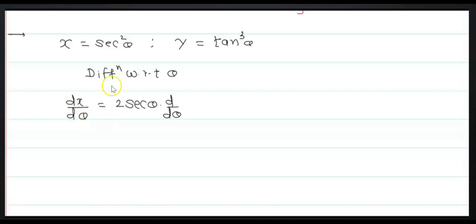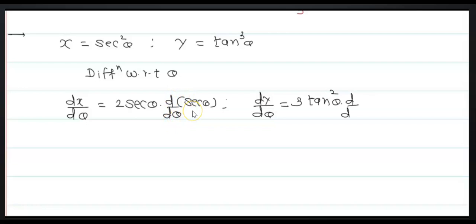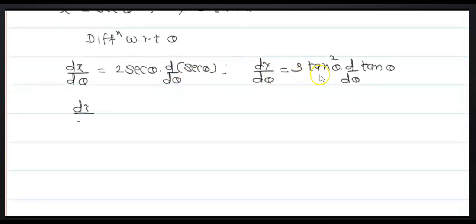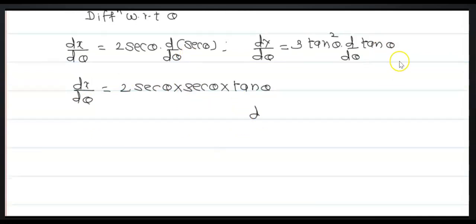Now differentiate this with respect to theta. dx upon d theta, derivative of sec square, that is 2 sec theta into d/d theta of sec theta, and dy by d theta, derivative of tan cube theta is 3 tan square theta into d/d theta of tan theta. Now what is the derivative of sec theta? Sec theta into tan theta. And what is the derivative of tan theta? It is sec square theta.